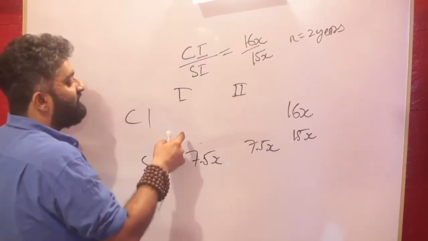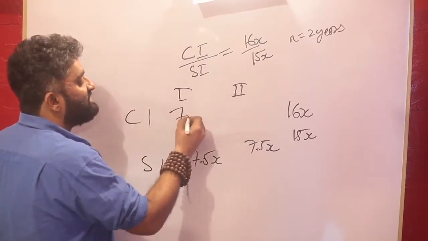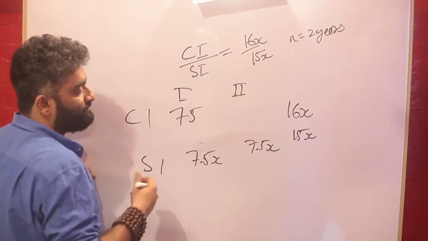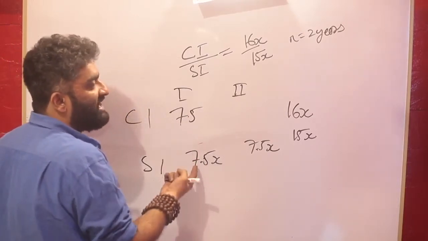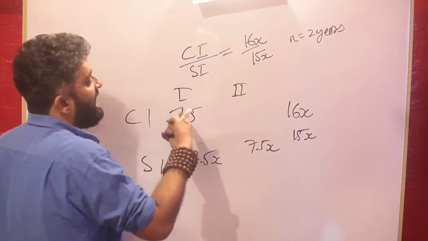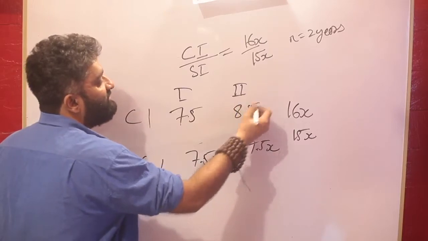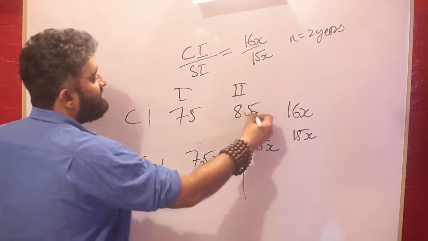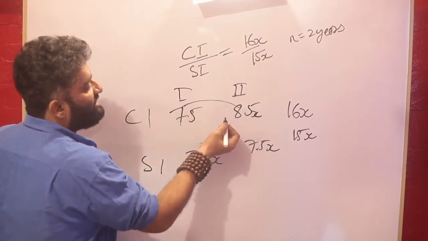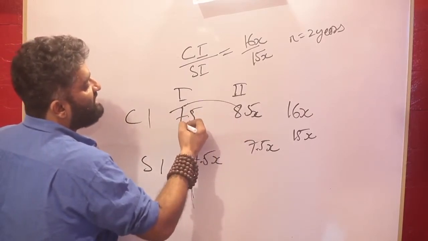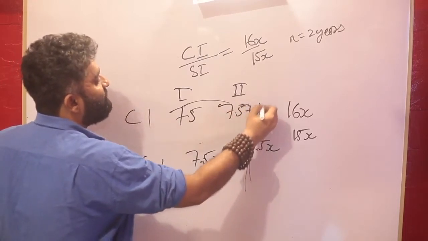Now, work backward. I know SI and CI are the same in the first year. So this is 7.5, right? Because there is no difference between SI and CI in one time period, right? And if this is 7.5, that means the next year is going to be 8.5 to make it 16, 8.5x, right? So then I can figure out what is the rate of interest. Why? Because from 7.5 I've gone to 8.5, that means I've gone 7.5 plus 1.